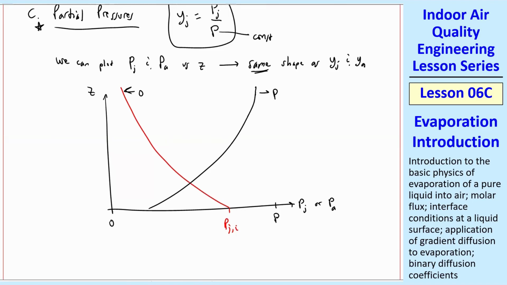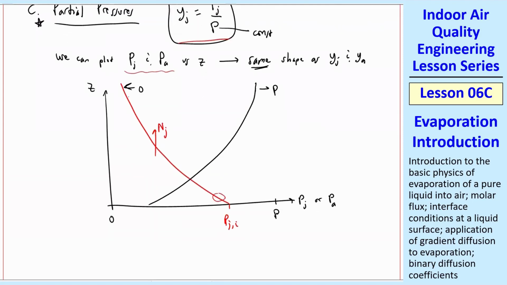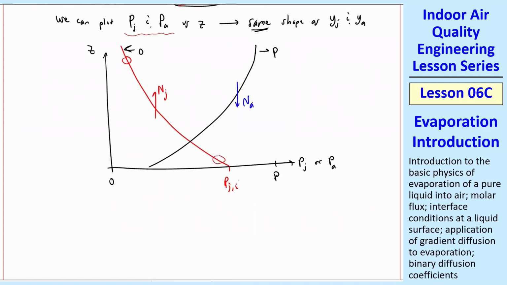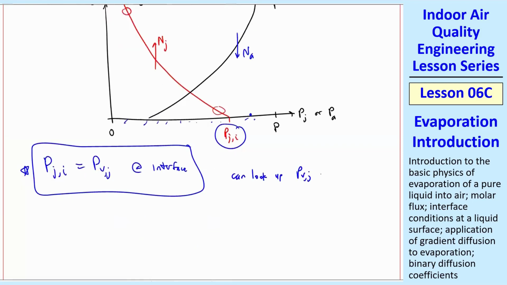Again, there's an Nj in terms of partial pressure because partial pressure is also a form of a concentration since it's directly proportional to mole fraction. So we're going from a region of high concentration to low concentration. And then, of course, the air is opposite. So that's how you can think of these physically. And this is what we're going to be interested in because for a pure liquid, Pj must equal Pvj at the interface. The gas mixture just above this interface, Pj, if you'd measure it, it would be Pvj. We can look up Pvj in tables for given substances. I'll show you that in a second here.